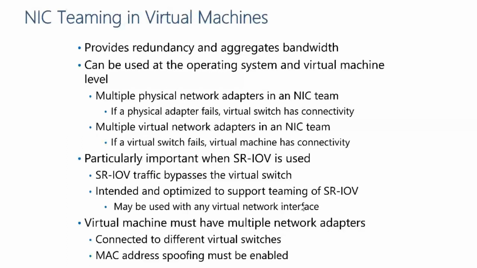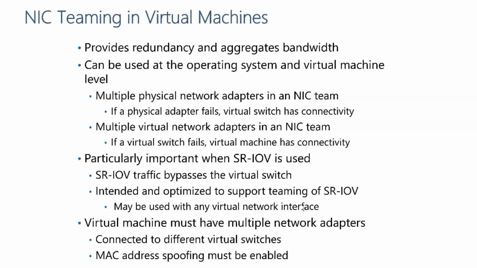So we can also have multiple virtual network adapters in a NIC team. If a virtual switch fails, the virtual machine has no connectivity anyway. So like I said, the virtual NIC teaming is pointless almost. It's particularly important if SR-IOV is used. The SR-IOV traffic bypasses the virtual switch. It's intended to optimize support for teaming. It may be used with any virtual network interface. So it's pretty much pointless, like I said, unless you've got that. If you've got that, then it makes more efficiency.